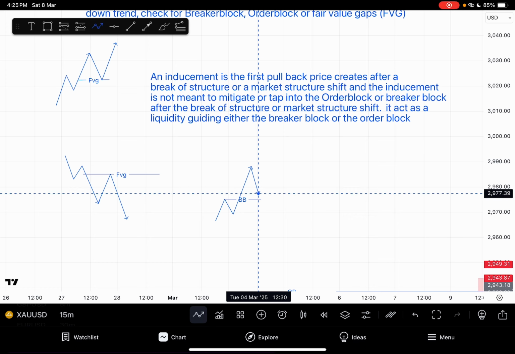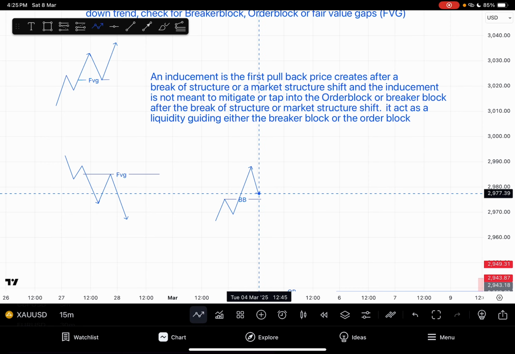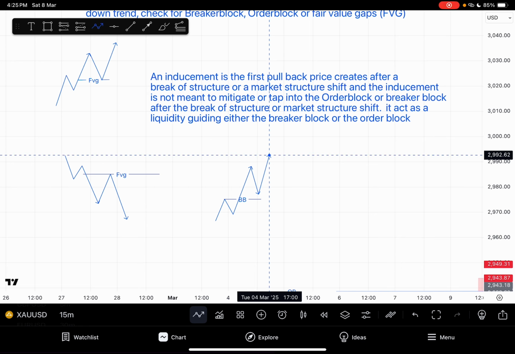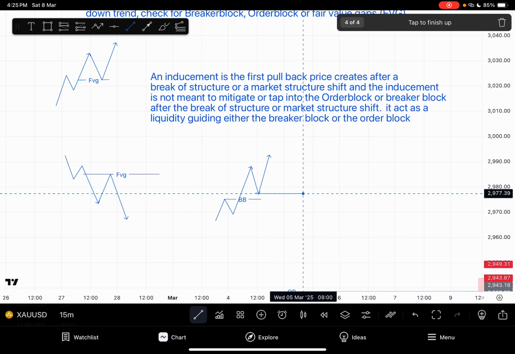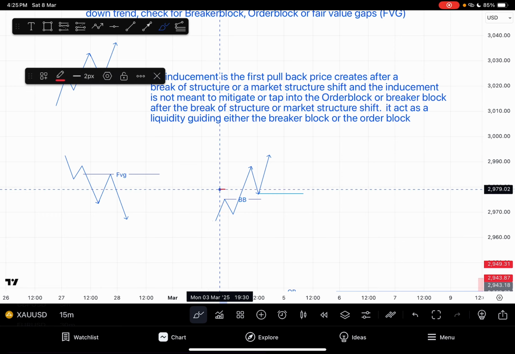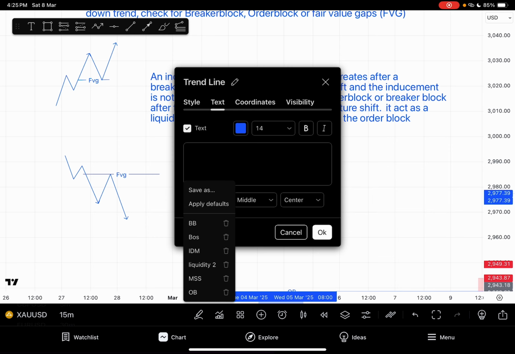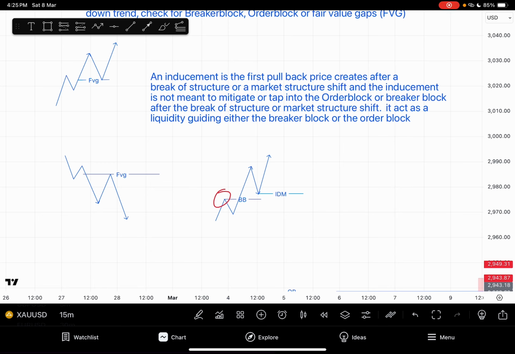For an inducement, you will see the first pullback just move in this direction, just a few pips from tapping into the breaker block. Then you see a reversal to the upside. So automatically, this is the inducement, which is the first pullback after the break of structure here. This is the inducement, IDM, and it acts as a liquidity guiding the breaker block.